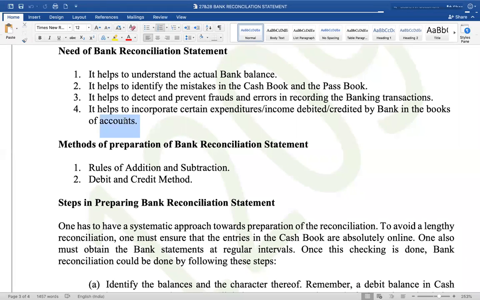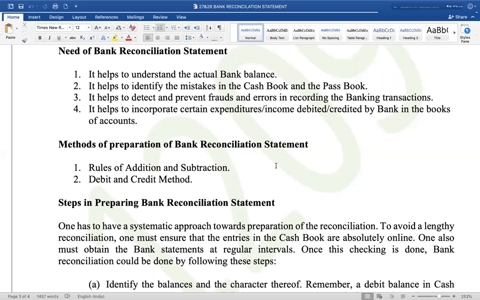So this is the need to prepare BRS. It helps to understand what exactly is the balance. It helps to identify the mistakes in the cash book or passbook. It helps to detect fraud. It helps to incorporate any changes in expenditure.